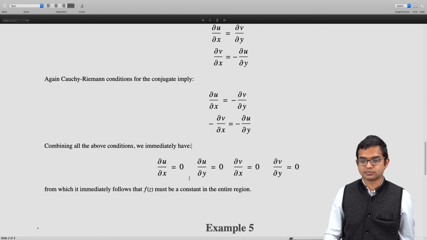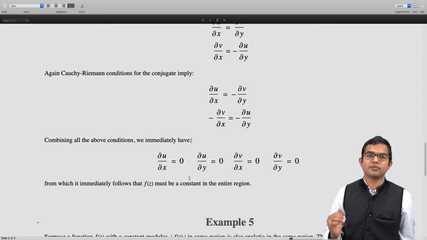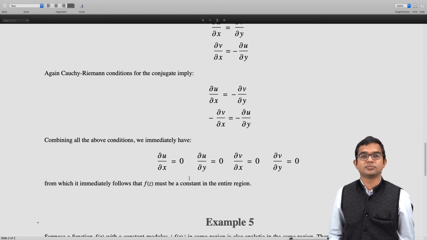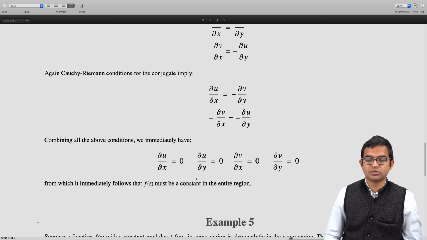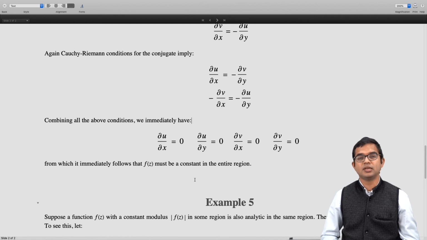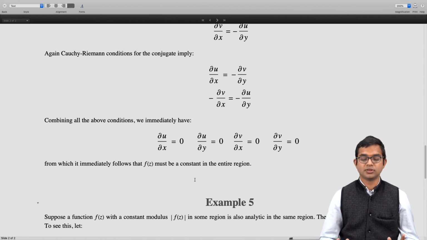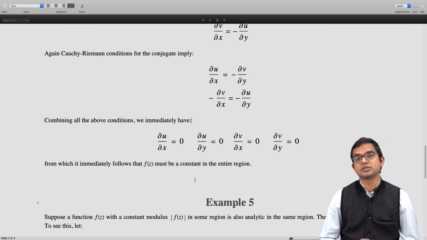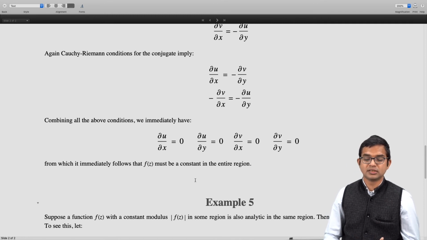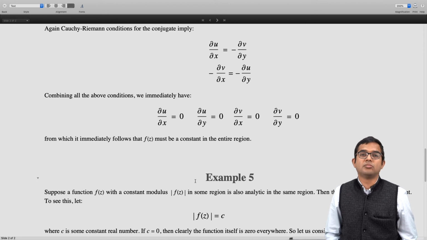So let's look at another example, where in fact this property, that a function and its complex conjugate cannot both be analytic, is exploited to show another property. So suppose we have a function f of z with a constant modulus, mod of f of z, right? So in this entire region it has a constant modulus, but its phase could be different. But it turns out that if this function has to be analytic and also have a constant modulus, the only way this can happen is if it is a constant, right? The whole function itself is a constant, right? So to see this, let's say that mod of f of z is equal to c, where c is some constant real number, right?